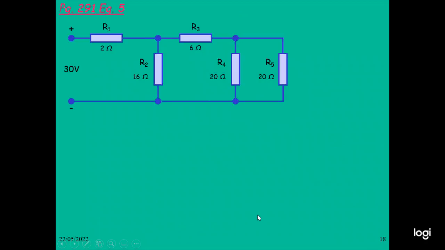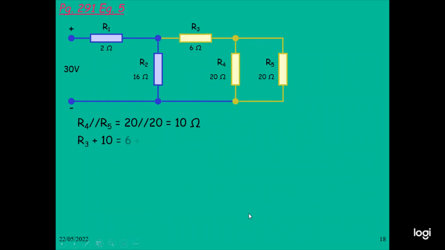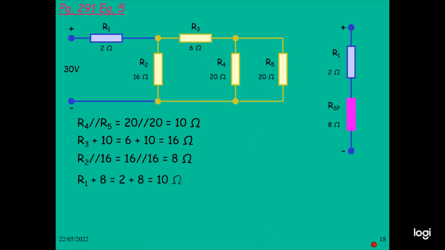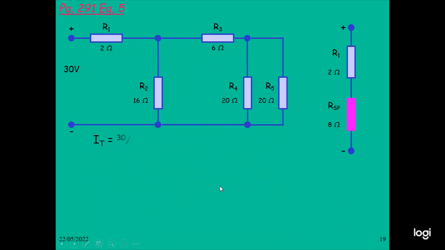Therefore, there is also the next circuit in which R2 is 16, R4 is 20, R3 and R5 are 20. So therefore, you can calculate R4 and R5 in parallel, 20 in parallel with 20, you got 10 ohm. And this 10 ohm multiplied with R3, you got this 16 ohm. So this 16 ohm is in parallel with the another 16 ohm, so you got the 8 ohm. Then this 8 ohm plus the 2 ohm, so the total is a 10 ohm, you get.